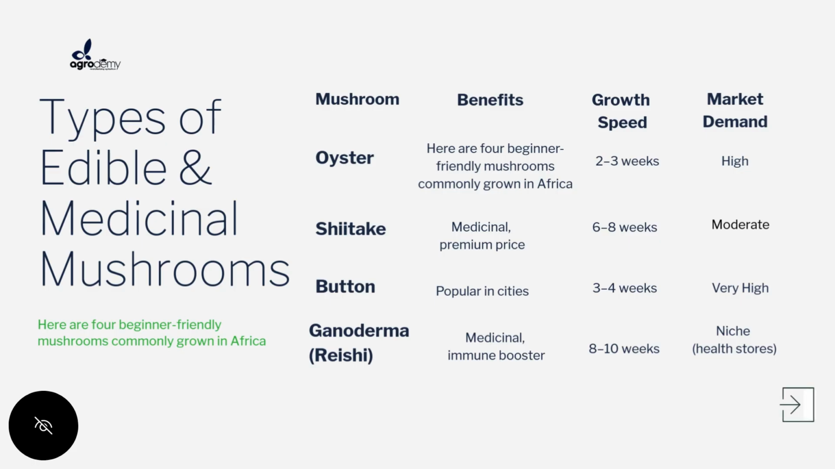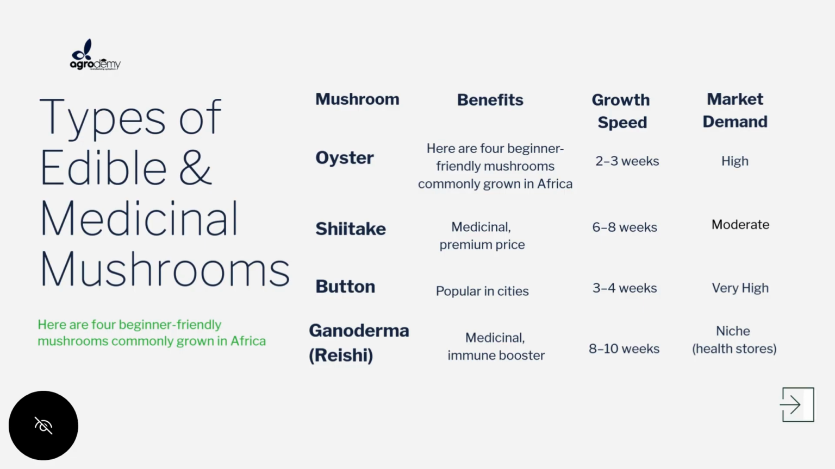So there are various kinds of mushroom. There's the oyster mushroom, the shiitake mushroom, the button mushroom, and the reishi mushroom. I like to say that people like to work with oyster mushroom because it's very beginner friendly. It's mostly grown in Africa. Its growth is like 2 to 3 weeks, and it has very, very high demand because that's the one you see mostly when you go to local markets.